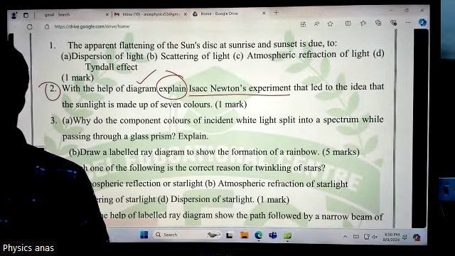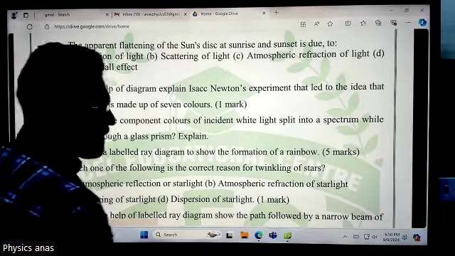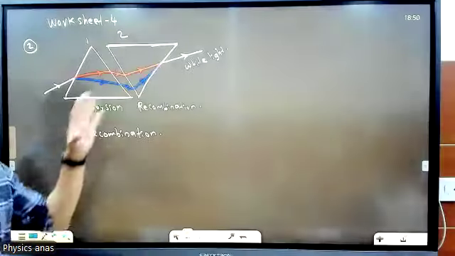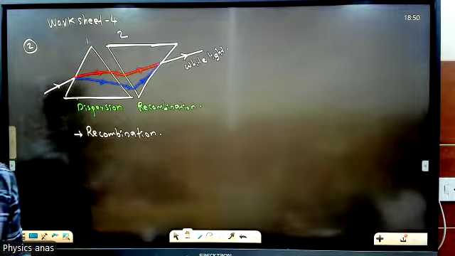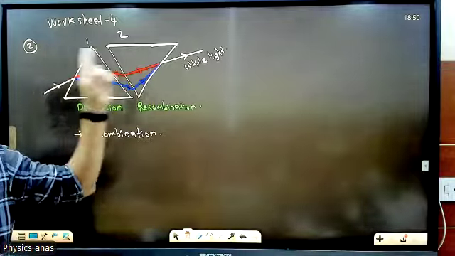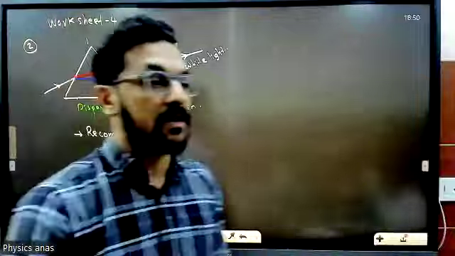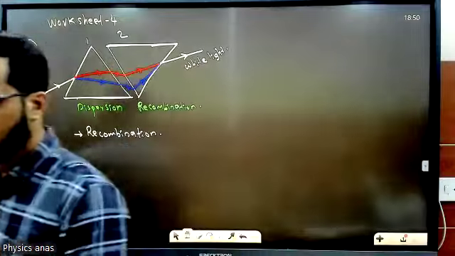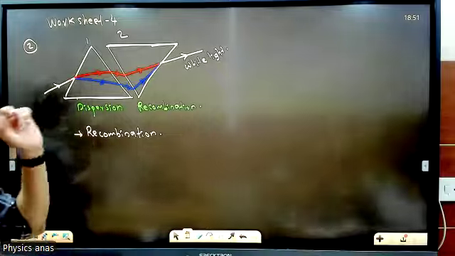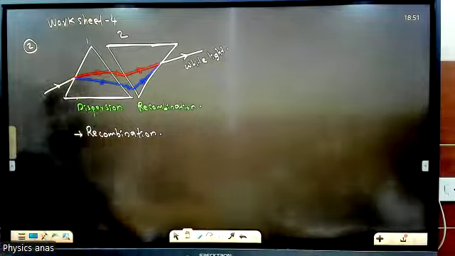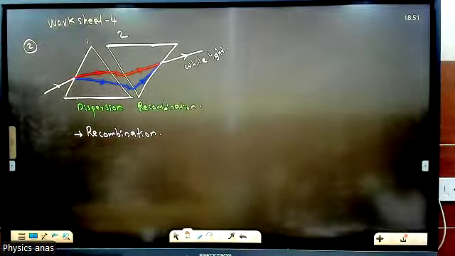The first prism is there. Then the first prism disperses light and the colors are split. You have to draw this because in the question they are asking you to draw the figure, draw the diagram. So this is it. This is very important.